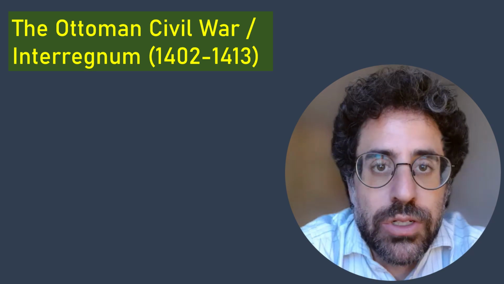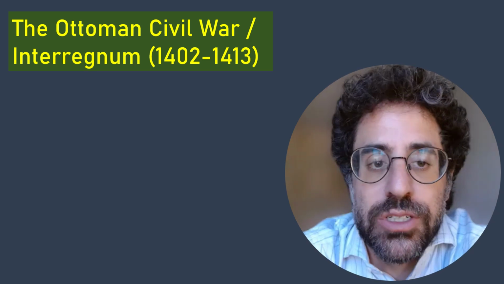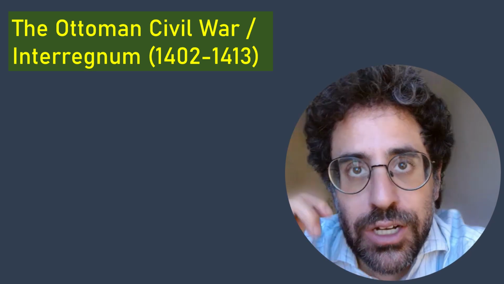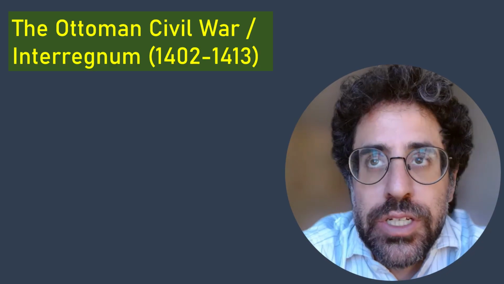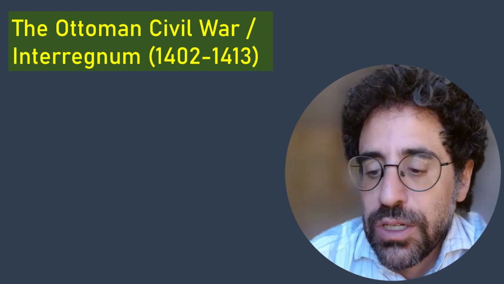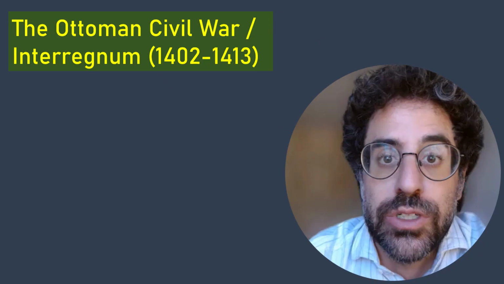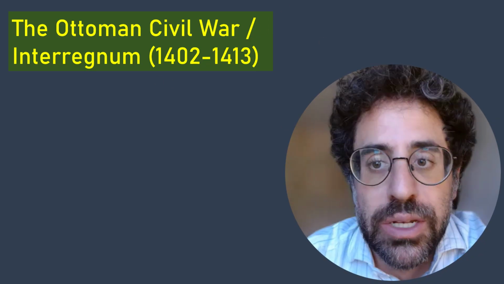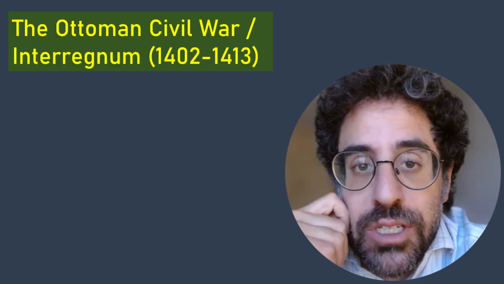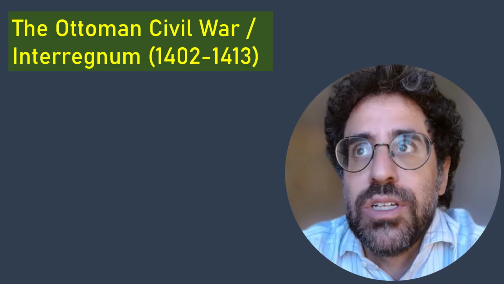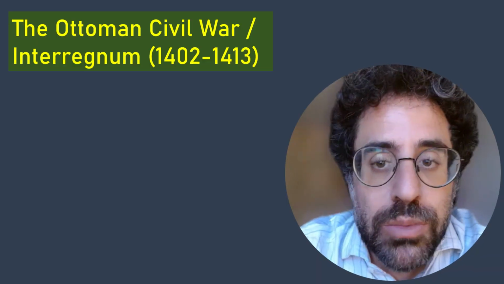Hey everyone, welcome to another wonderful day of Ottoman history, and today we are going to be talking about something called the Ottoman Civil War, or really an interregnum, basically a period when they just couldn't decide who was going to be the ruler. It happened around 1402 to 1413, and it tells us a little bit about the succession dynamics, the power dynamics, and the political dynamics of the Middle East of this period. We're going to jump right into it.